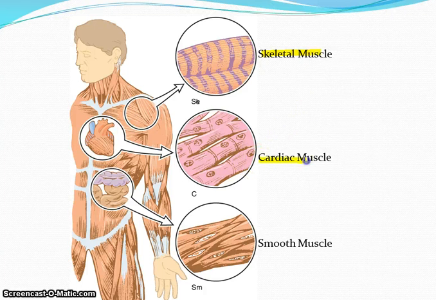Cardiac muscle moves the heart. It is striated and we do not have control over it. Smooth muscle, also we do not have control over it. It will be lining the cells of our stomach, intestines, blood vessels, and there are no striations.